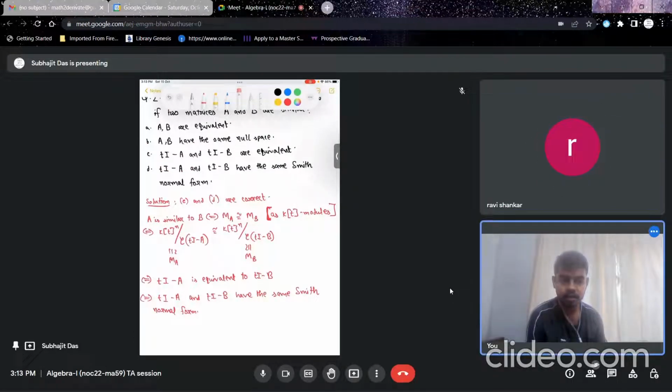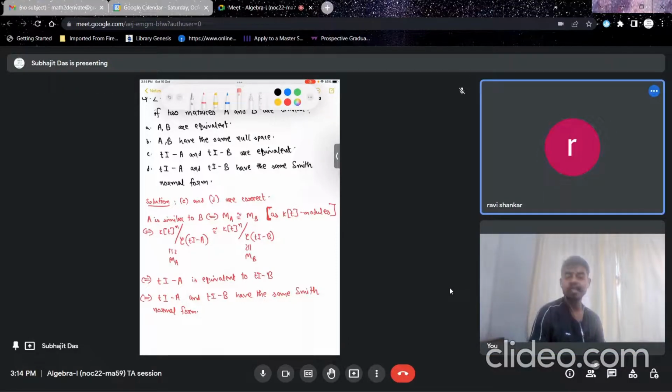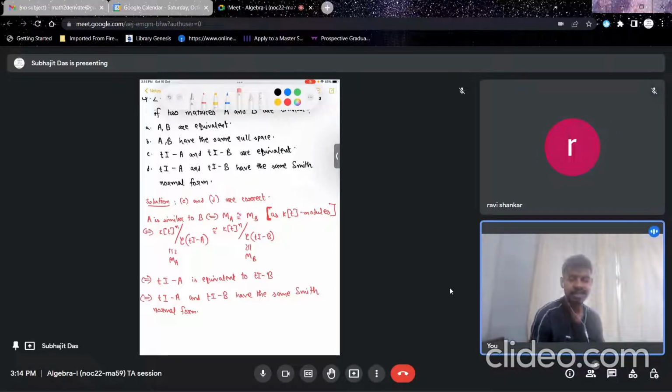Yes, always. Because two matrices A and B are similar means that B is equal to P inverse AP. You agree, right? Now, what is the definition of equivalence of two matrices A and B? A and B are equivalent if there exist invertible matrices Q and P such that B is Q times A times P, right?